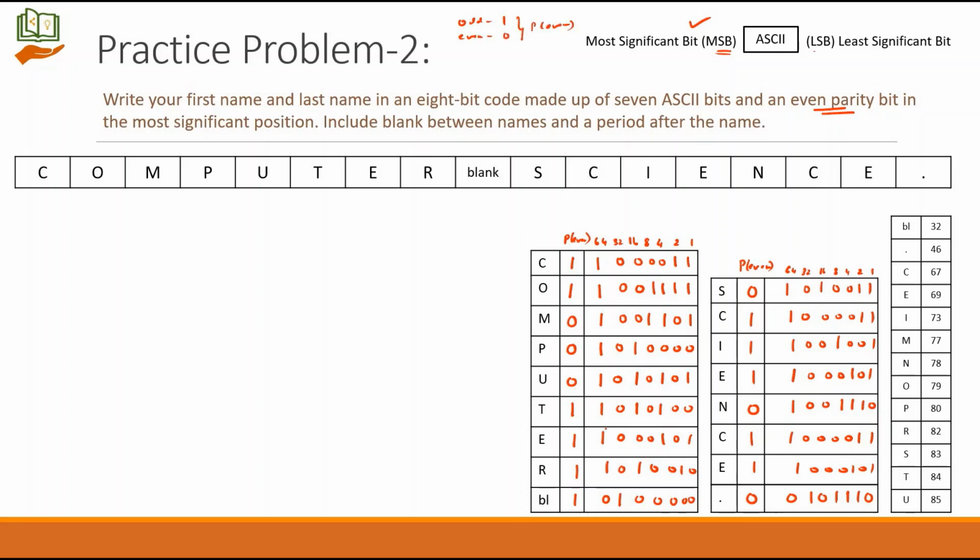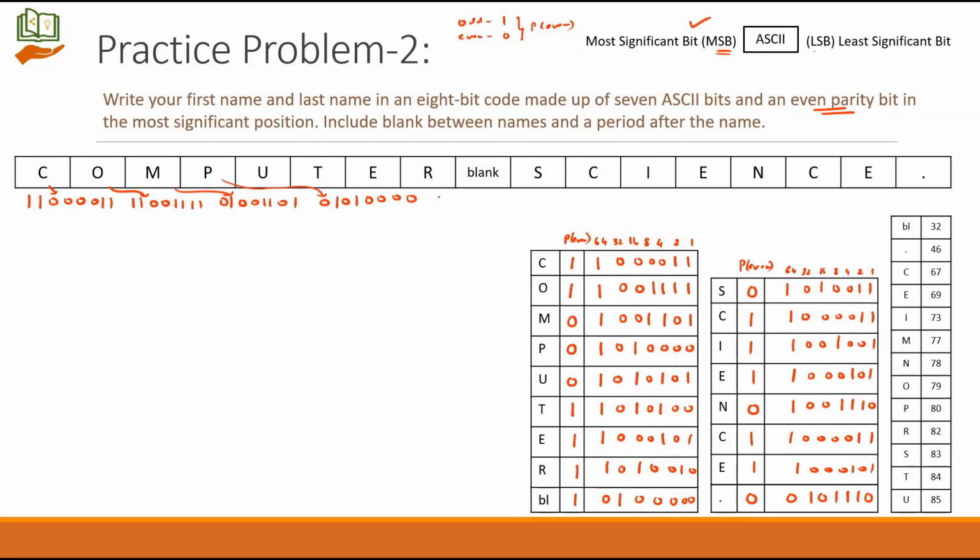So how do you write the binary code here? You have to write it as COMPUTER blank SCIENCE full stop. Start with C. You have to include the 8-bit code 1 1 4 zeros 1 1, then 1 1 0 0 1 1 1, then we have 0 1 0 0 1 1 0 1, 0 1 0 1 0 0 0 0. So this is C, this is O, this is M, this is P. You have to continuously write this.